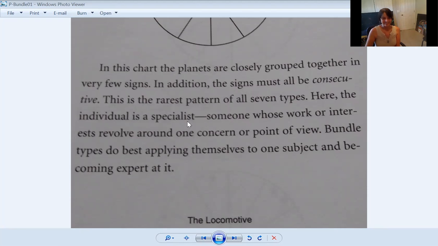Okay, so definitely. Okay, buckets. What else do we do? Buckets, bundle, locomotive. Let's look at, oh, yeah, while we're there. Okay, let's look at the locomotive.